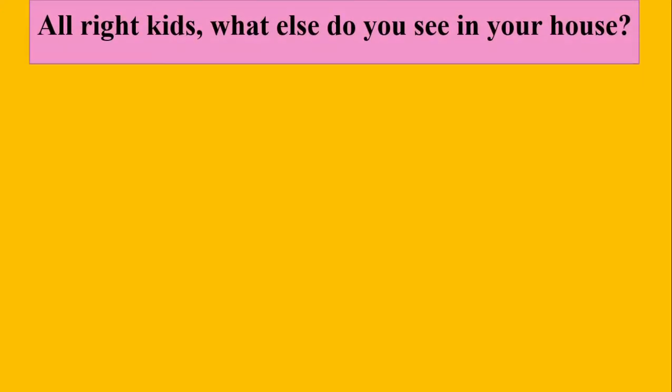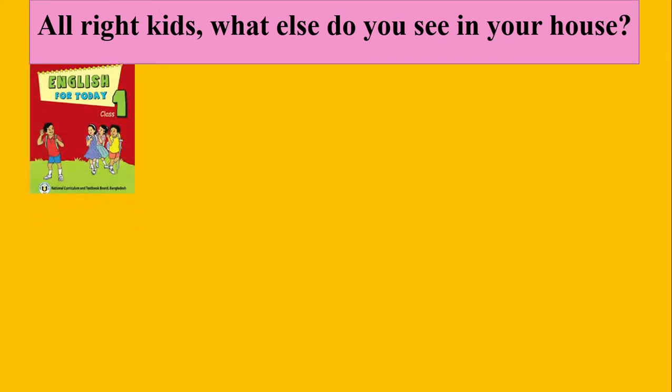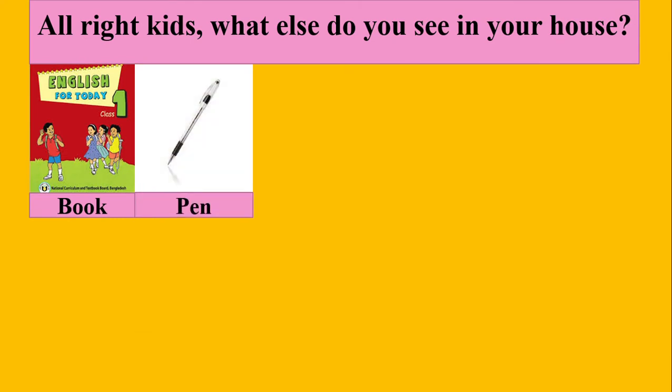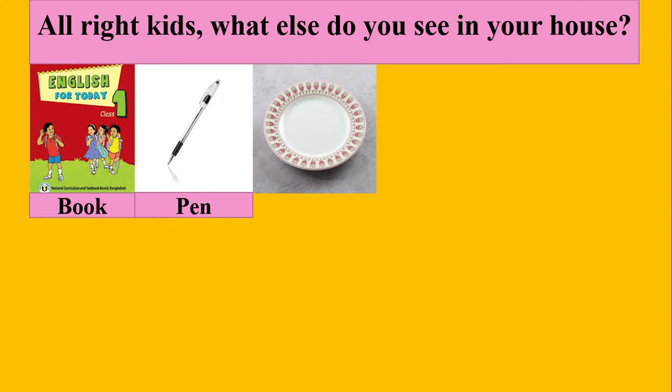All right, kids. What else do you see in your house? Yes, you see books. It's the picture of a book. You also see this one. It's a pen. And don't you see this? Yes, you also see this. This is a plate. And what do you do with this? Yes, you take meals on this or you eat rice on this plate.